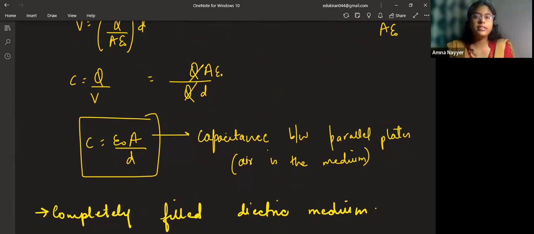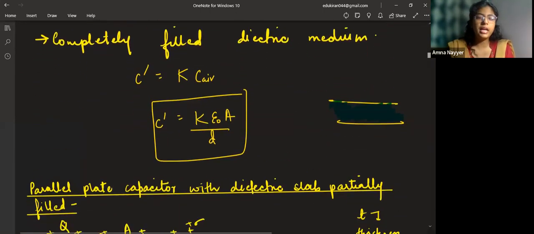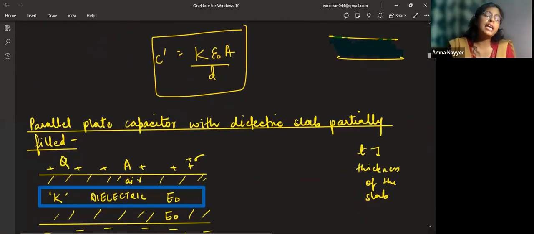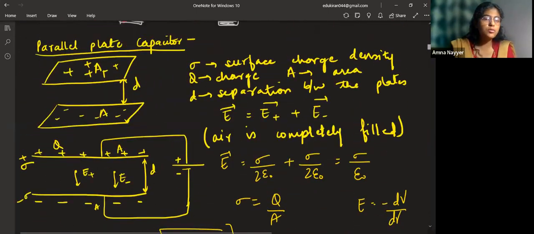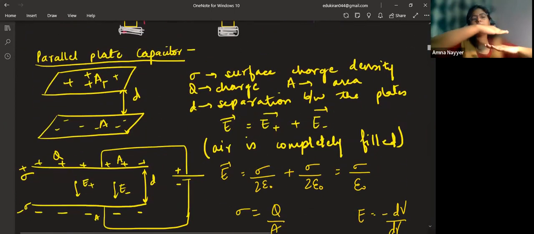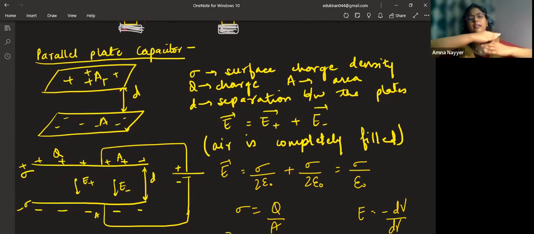Note this down, then we'll see two more cases, at least one, where a dielectric slab is partially filled. So two cases you have seen. In one case, just air is kept between the plates. In the other, a dielectric medium is kept between the plates, and then you multiply with K.